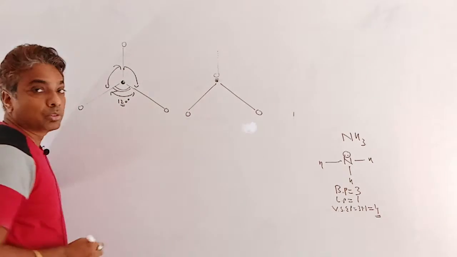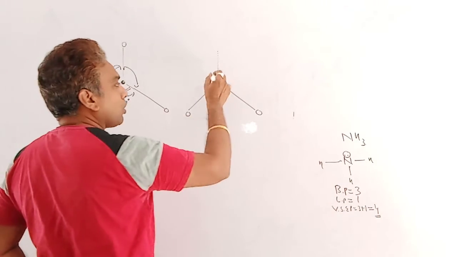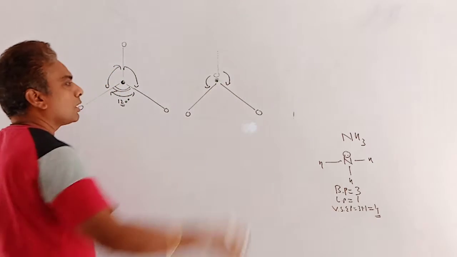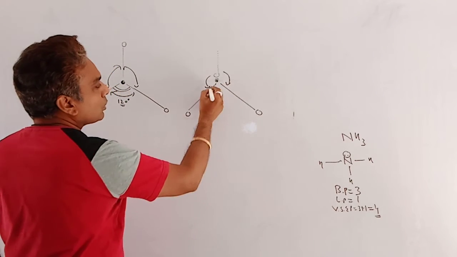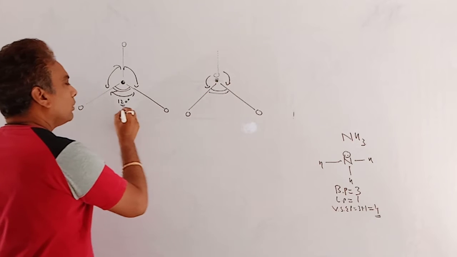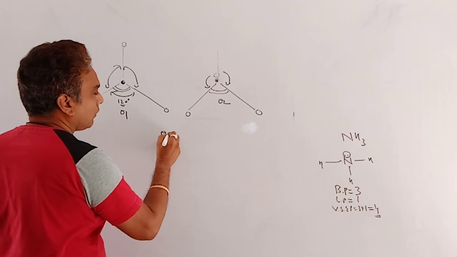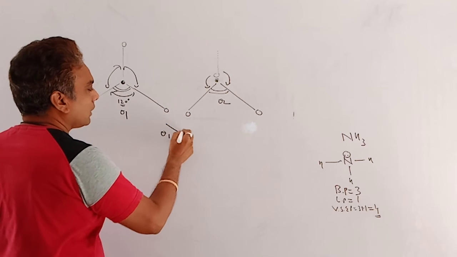But according to the third assumption, the space occupied by a lone pair is larger. Maximum space is occupied by the lone pair around the central atom. So the bond angle will be decreased. Here is bond angle theta 1 and here is theta 2. Then theta 1 is always greater than theta 2.